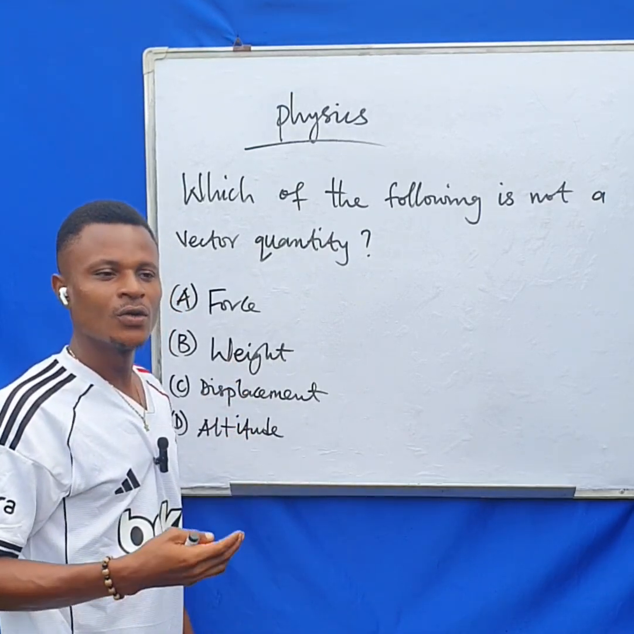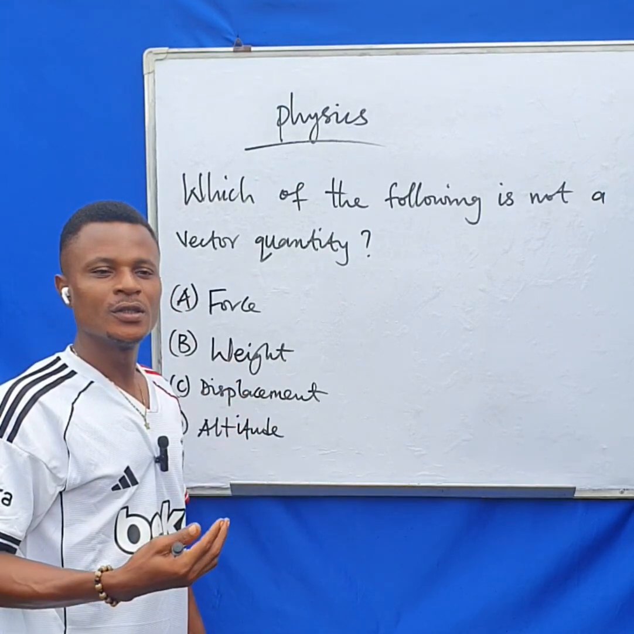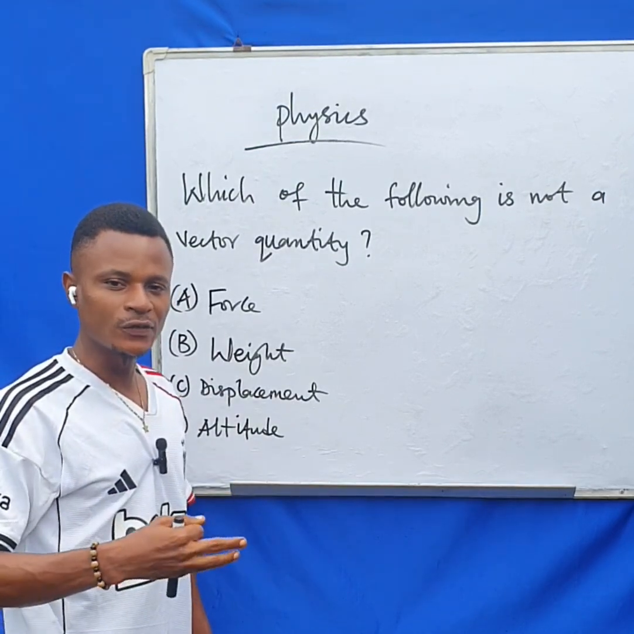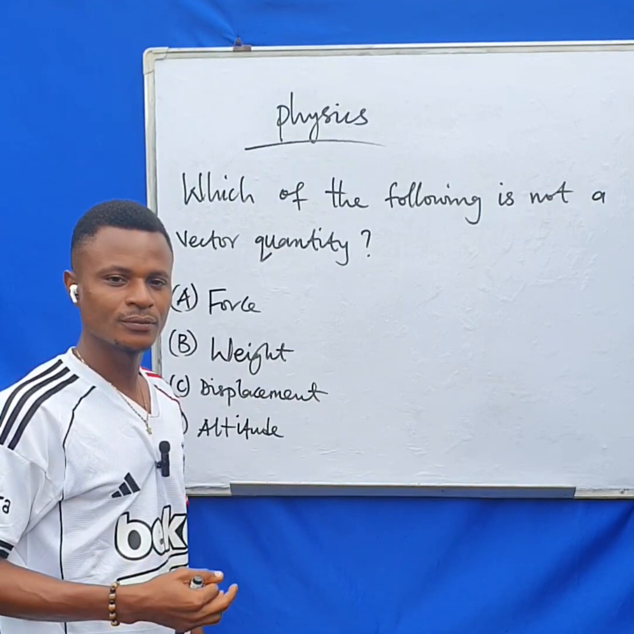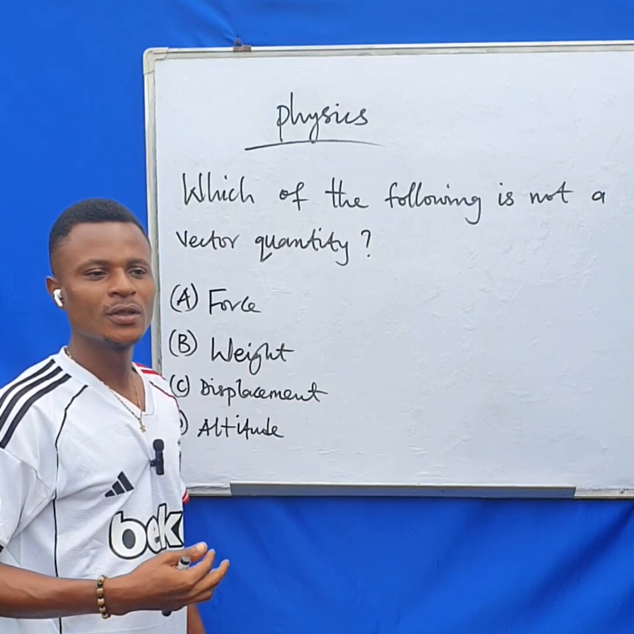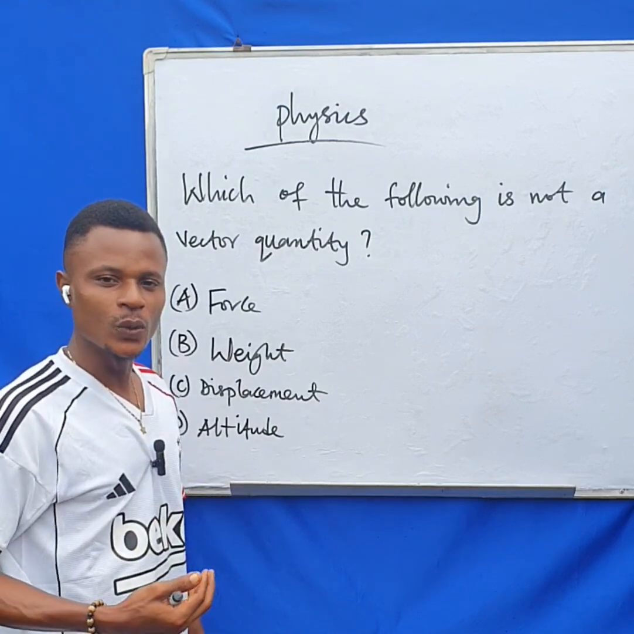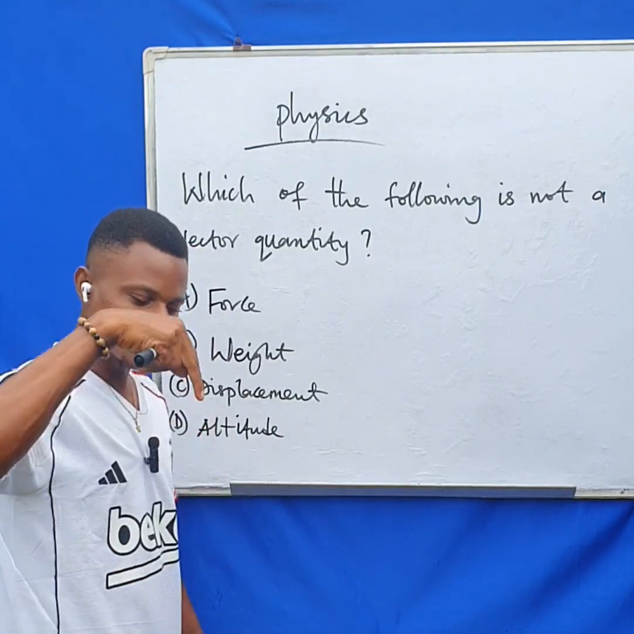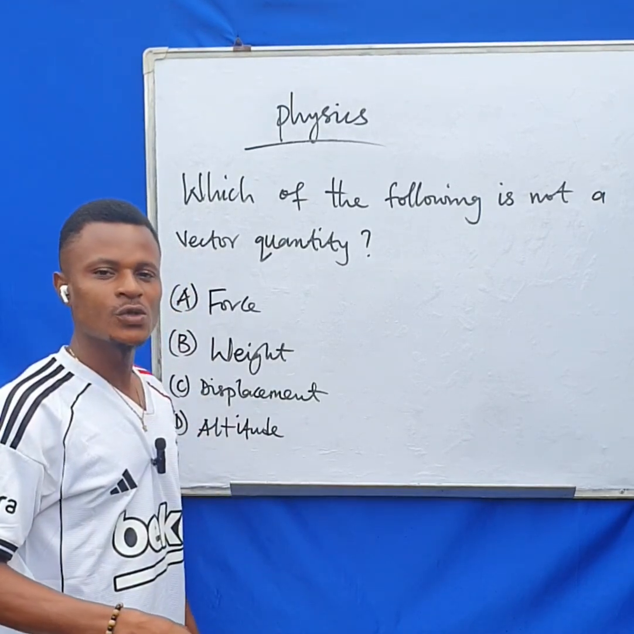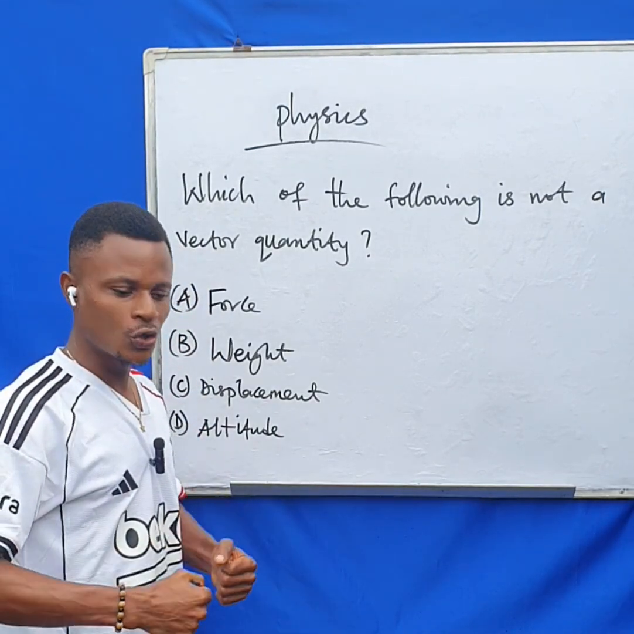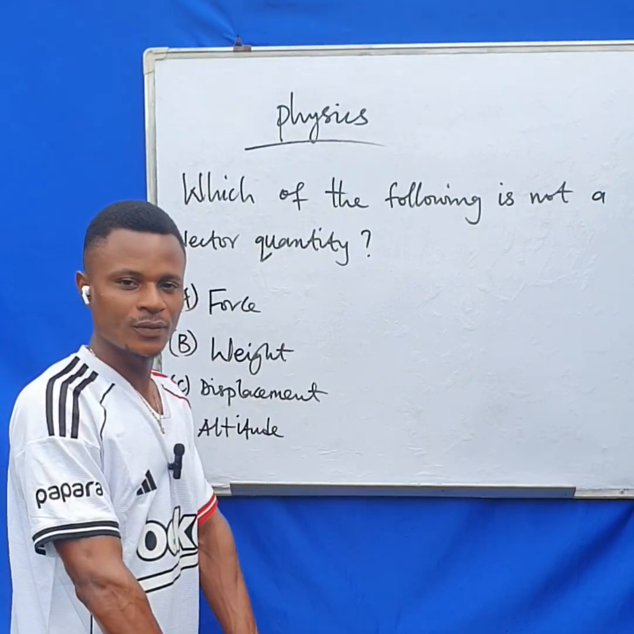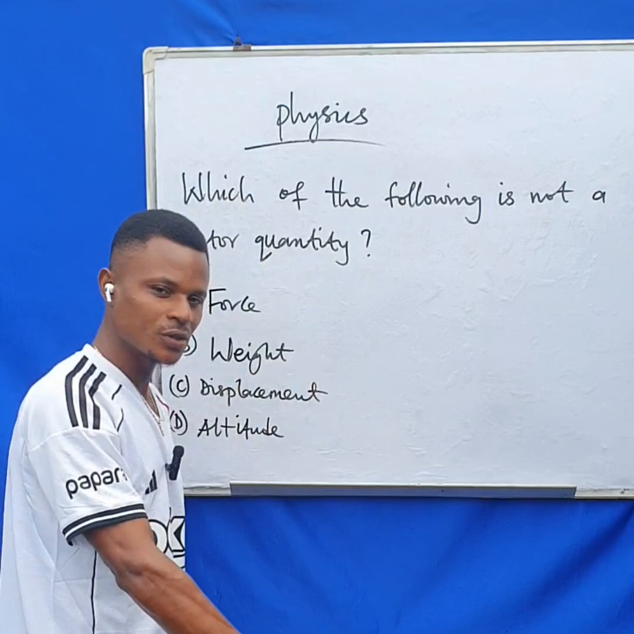What is weight? Weight is simply the force acting on a body due to gravitational pull on it. Now, you may be wondering, what is the direction of weight? Weight acts downward. The direction of weight is downward. That is why if you want to measure your weight, you have to keep the scale on the ground and then climb on it. Why? Because your weight acts downward.